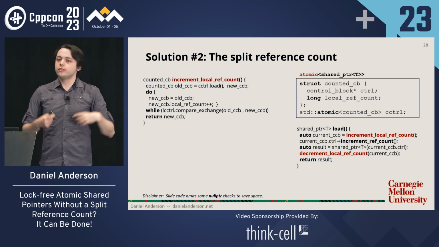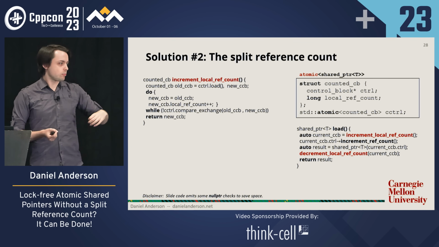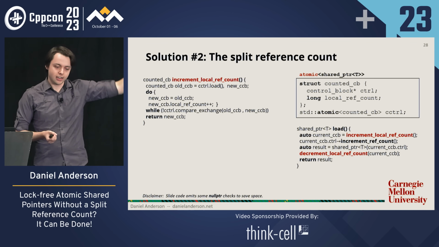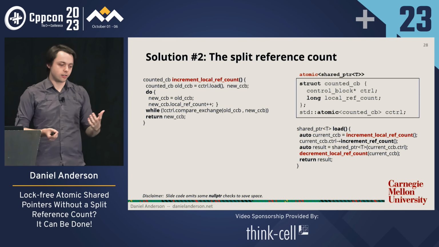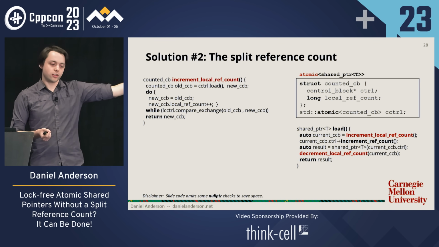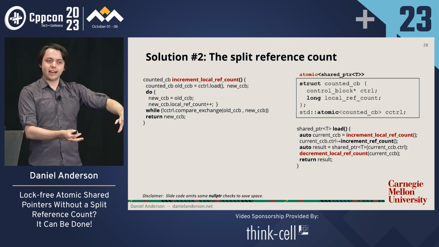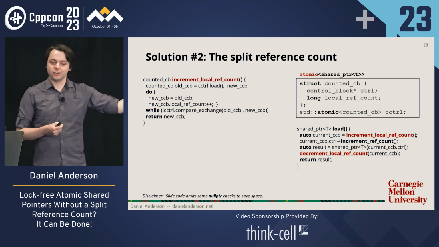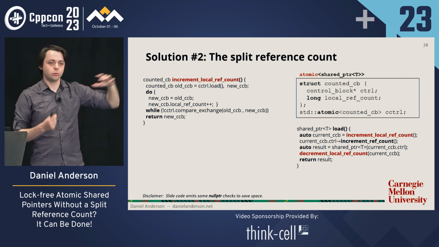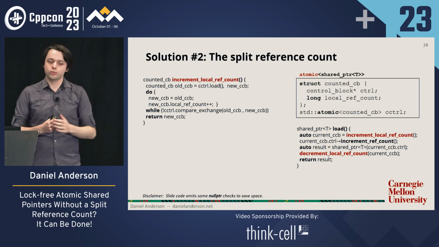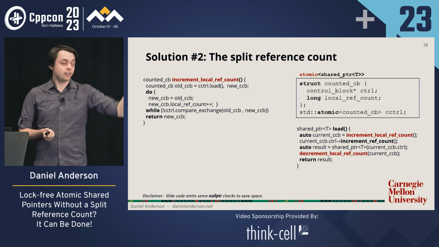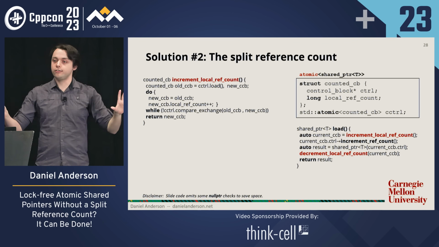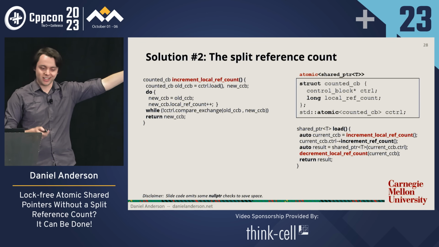So increment local ref count, if you've done any lock-free programming before, is pretty much a stock standard compare exchange loop. We are going to take the current counted control block with the control block and the ref count. We're going to increment the ref count by 1 and try and install that into the atomic shared pointer with a compare exchange. If we fail because someone else has done something first, we just try again. We keep looping until we successfully install an increased reference count. Once we're done, it means we've incremented the reference count and we've got a copy of the control block pointer, which is safe, once we've implemented the rest of the algorithm at least.